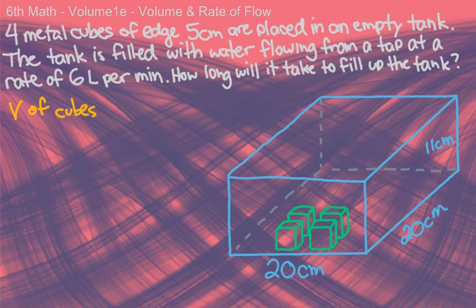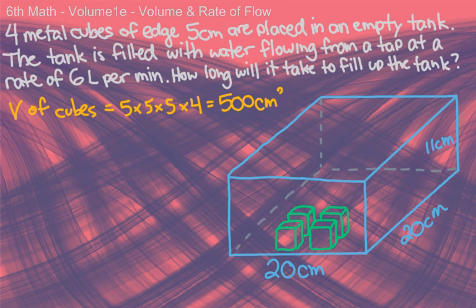So I'll write out what those are, and that's 5 times 5 times 5. And there are 4 of them. So I could do 5 times 5 times 5. I should be able to remember that in my brain. 25 times 5 is 125, times 4 is 500 centimeters cubed.